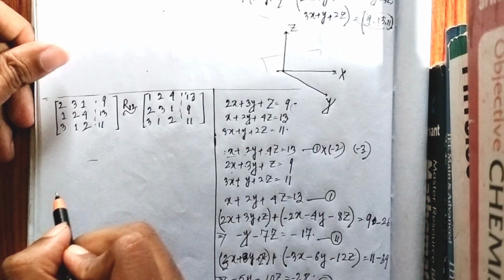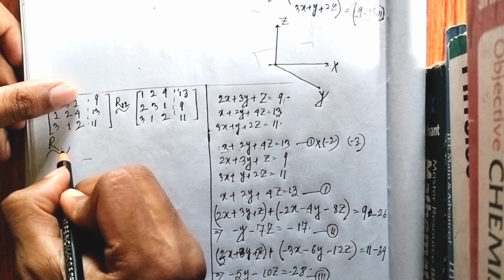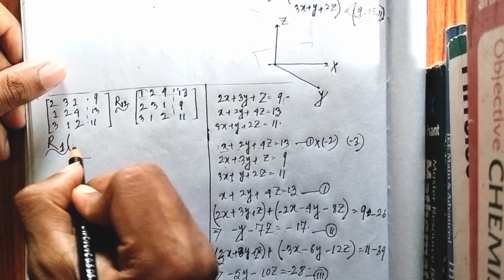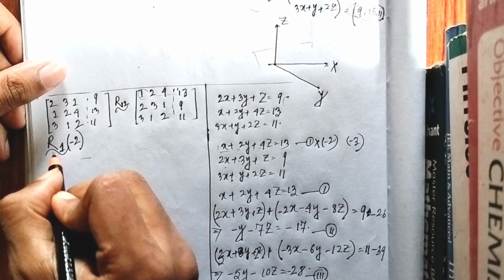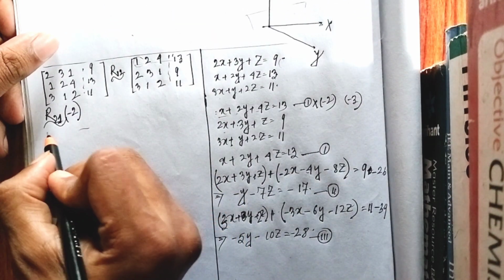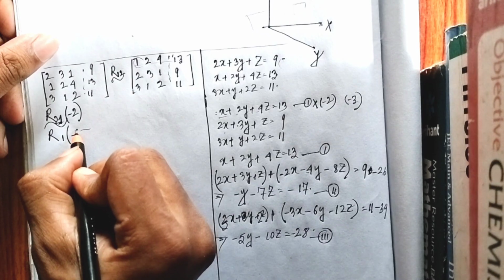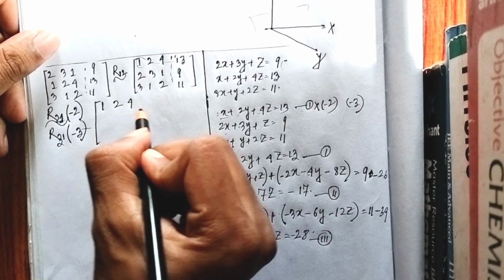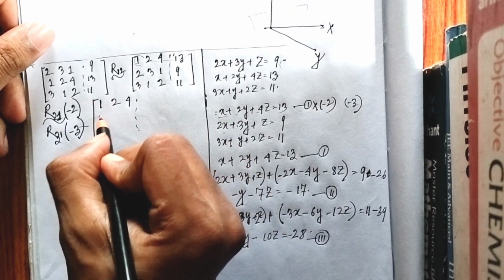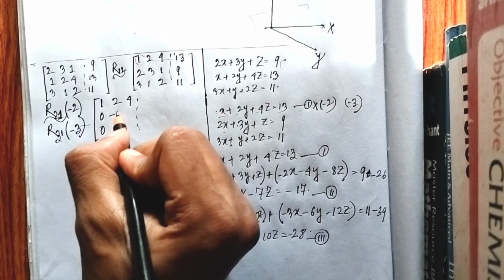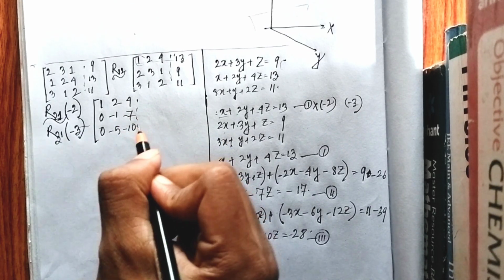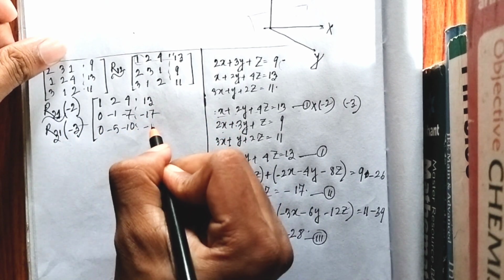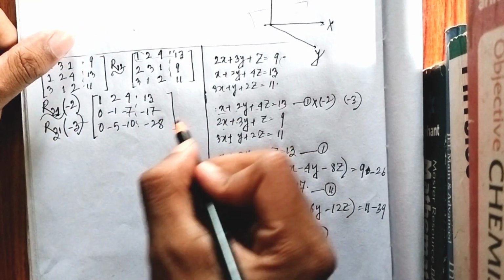So we will do the same thing here. Okay, we will multiply the first row with -2 and add it to the second row. Again, we will multiply the first row with -3 and add it with the third row. Okay, the same thing, 1 2 4, and this is going to be 0 0. Okay, -1 -7 -5 -10, and this is 13, -17, -28.